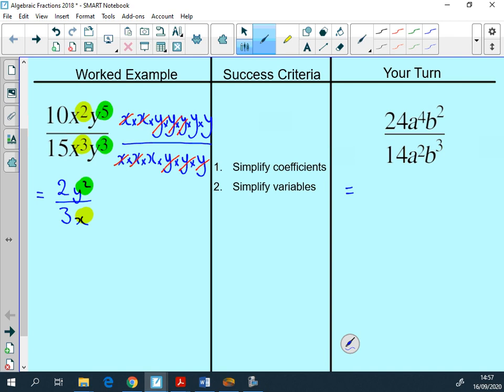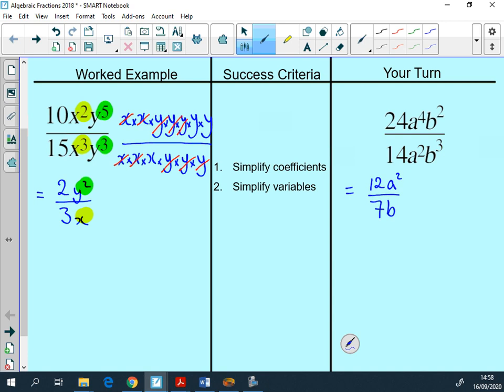Now, 24 and 14, the biggest number I can divide both by is 2, so that's going to get me 12 over 7. Now looking at the a's, I've got a to the power 4 on the top and a squared on the bottom. So I've got 4 of them on the top, 2 of them on the bottom, so I'm going to be left with 2 of them on the top when I cancel those out. And I've got b squared on the top and b cubed on the bottom, so when I cancel those out, I'll be left with 1 b on the bottom, b to the power of 1. And remember, we don't write the power 1, we just leave it as b.